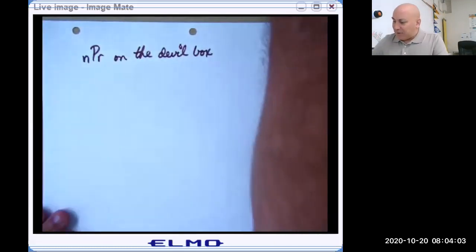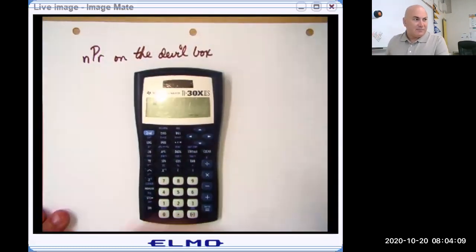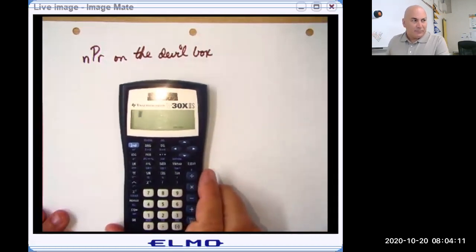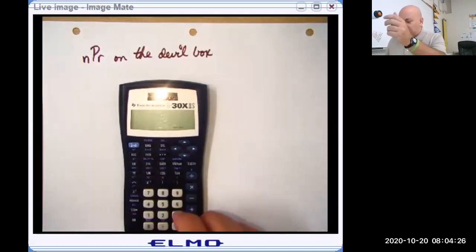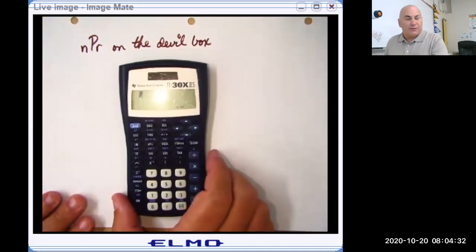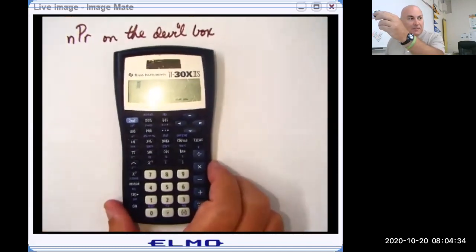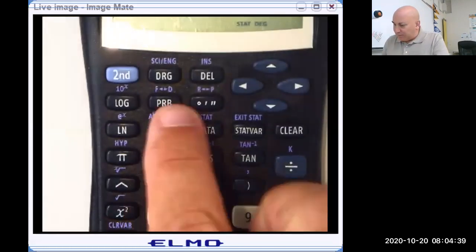So nPr on the devil box. Here's my devil box. Now, if you have a calculator like this, great. If not, you're going to have to read the owner's manual and figure out how to use these functions on your calculator. But on these calculators, which are pretty common, so I don't have any heartburn using it here, I'm going to zoom in a smidge. I have the probability button.